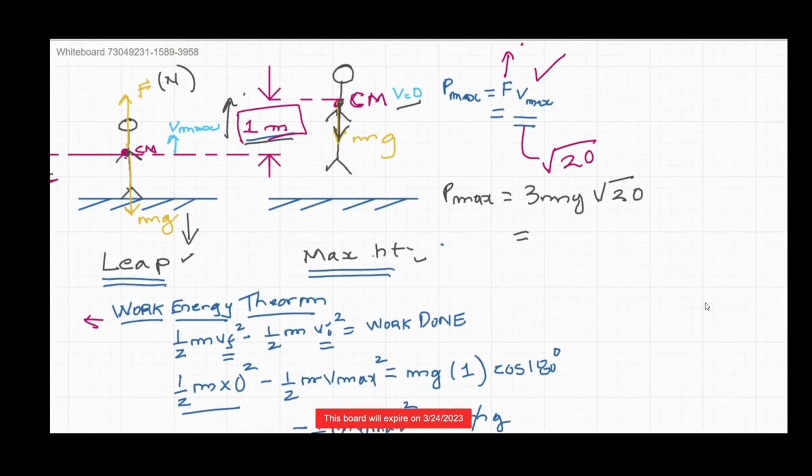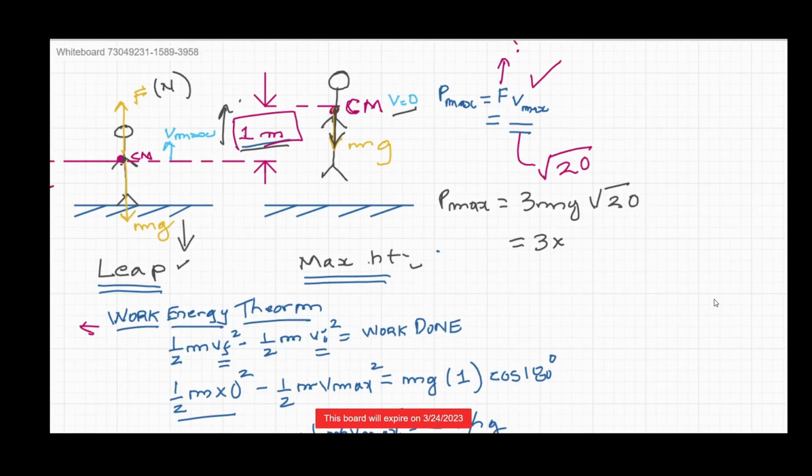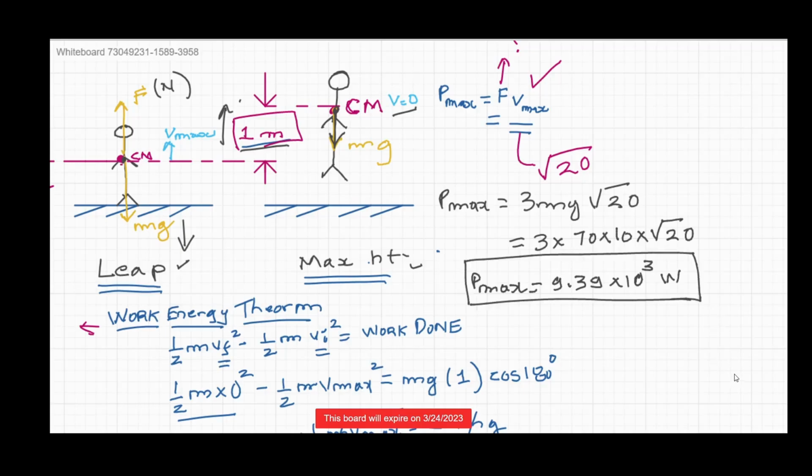So this will be 3 into, now they have given the weight as 70, we take the value of g as 10 as given, into square root of 20. So if you multiply this, then you will get P max. So that will be 9.39 into 10 to the power 3, and this is in watts. So this is how we get the final answer. So I think this is the fourth option over here.